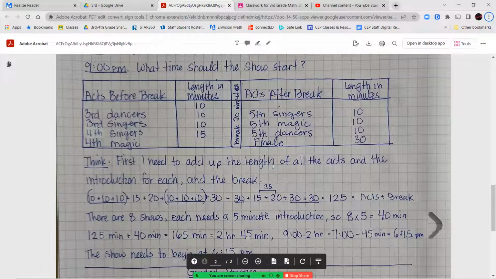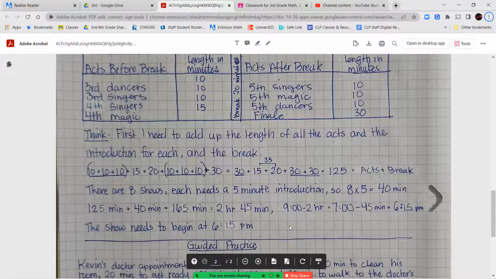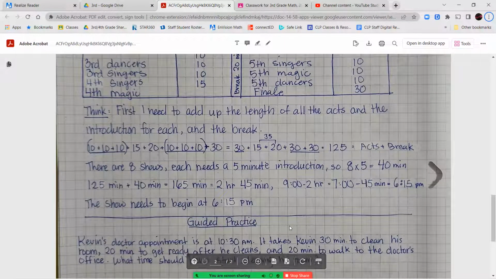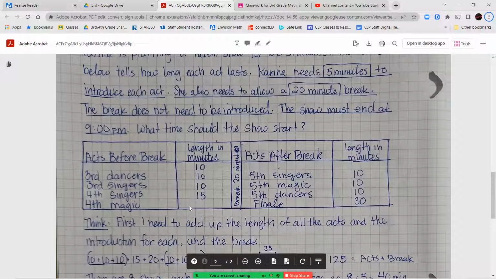Now, in order to answer the question, I found the total amount of time that the show is going to take with the break and the introductions. Now I need to subtract. So I'm going to start at 9 o'clock and I need to subtract off 2 hours and 45 minutes. So first I'll take away the 2 hours. 9 o'clock, skip back 2 hours is 7 o'clock. Now 7 minus 45 minutes will take me back to 6:15. So the show needs to begin at 6:15 p.m. in order for them to finish by 9 p.m.